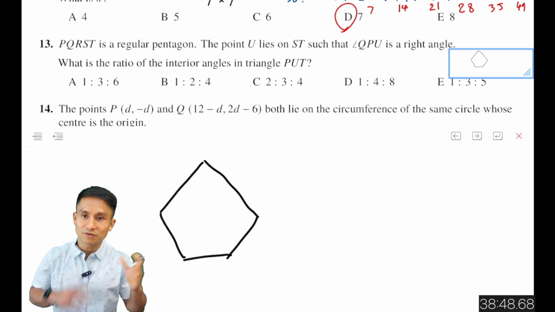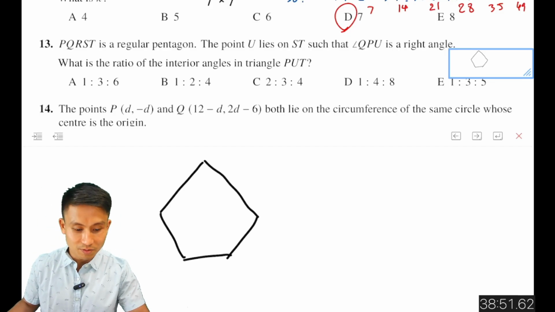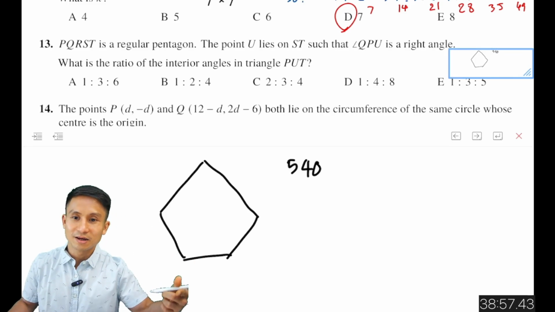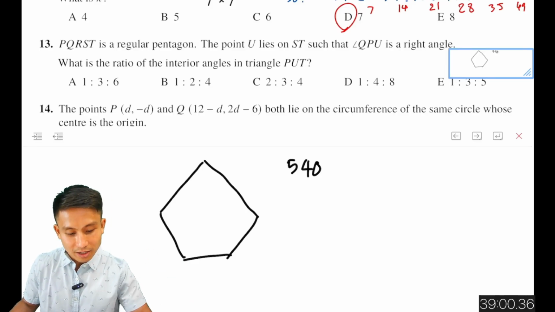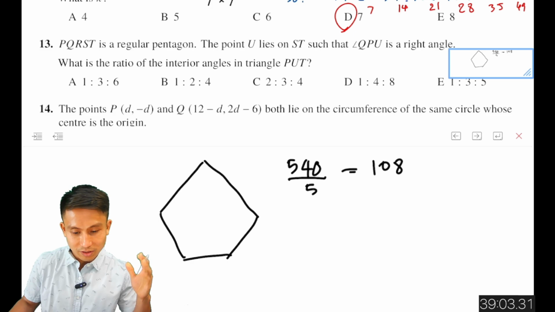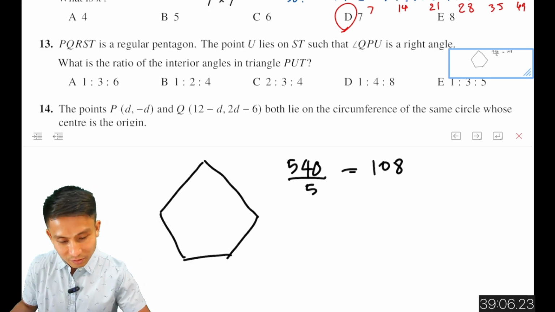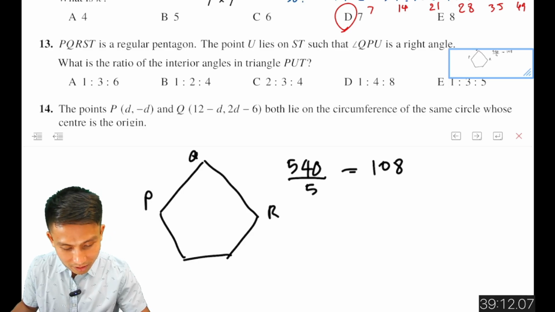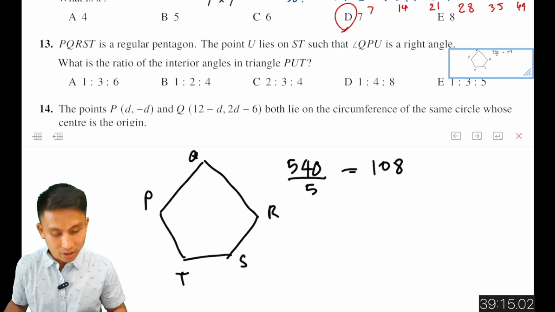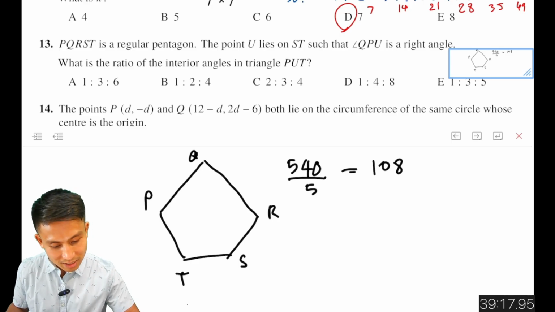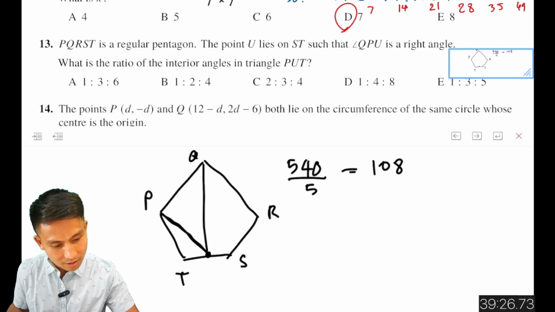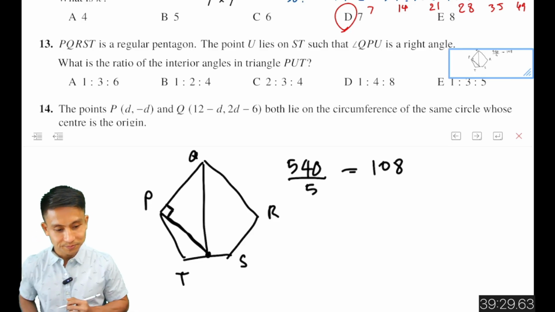And we know that each of the interior angles would be 108 because the sum of the interior angles is 540. It's just 180 more than a quadrilateral. If you divide that by 5, you get 108. So if this is a regular pentagon, of course it is, then each of the interiors is 108. Now let's make it P, Q, R, S, T. And then we have point U. Point U lies on ST, point U here, such that QUP is a right angle. So that should be a right angle, right?